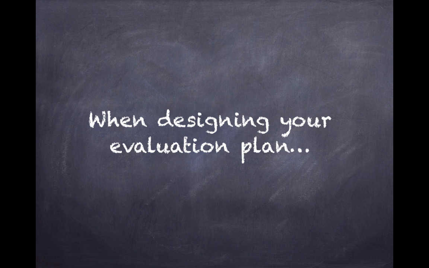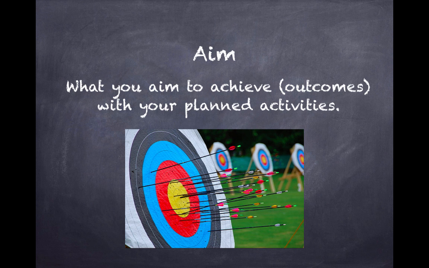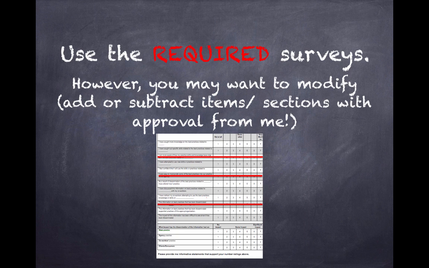So keep in mind when designing your evaluation plan, you must think about the aim. What aim do you hope to achieve? What are the outcomes of your planned activities? Because you really need to think about why you are doing what you're doing and be very deliberate with the activities that you're designing. So keep this in mind as you're thinking about even your action plan. What am I going to be doing in terms of evaluation? Please make sure to use the required surveys, and once again you may want to modify by adding or subtracting items, but please discuss this with me first.